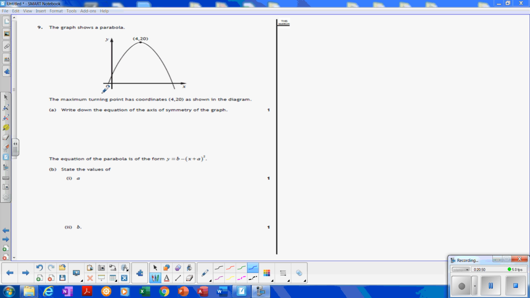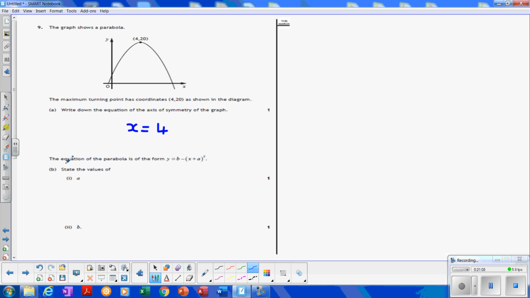The graph shows a parabola. The maximum turning point has coordinates (4, 20) as shown in the diagram. Write down the equation of the axis of symmetry. So the equation of the axis of symmetry is just x is equal to a number, and that number comes from the turning point. So the x number is 4. So x is equal to 4.